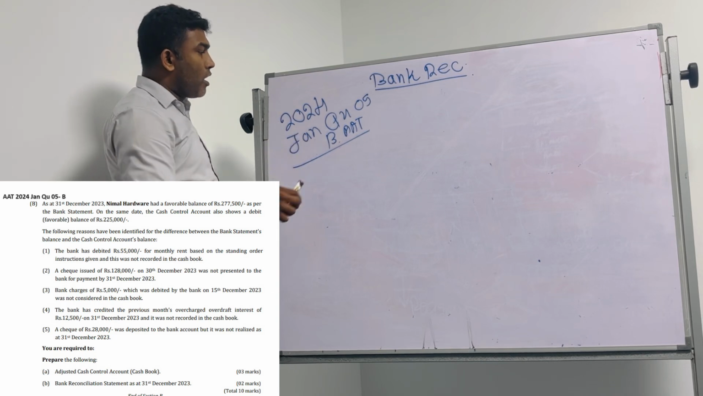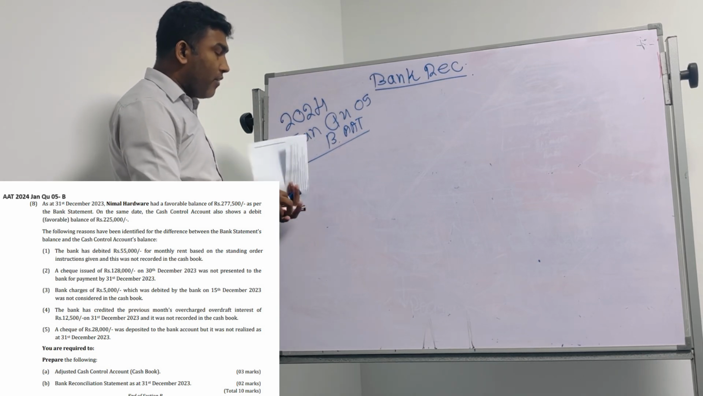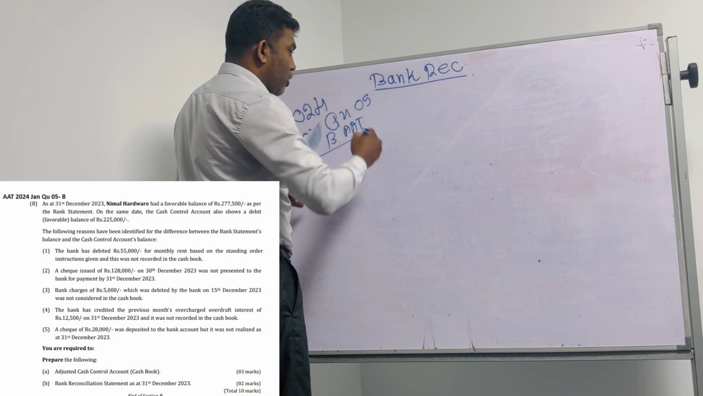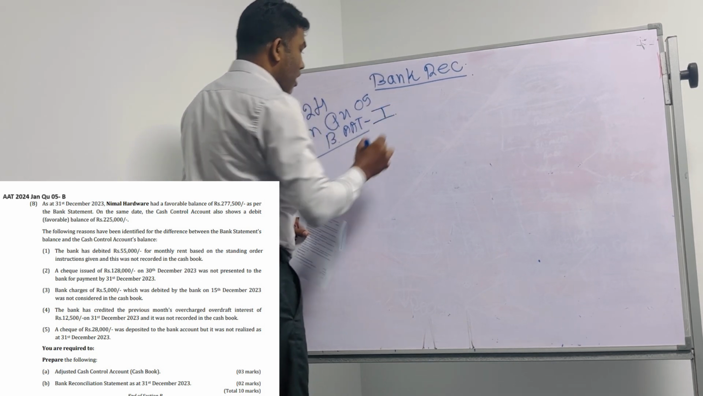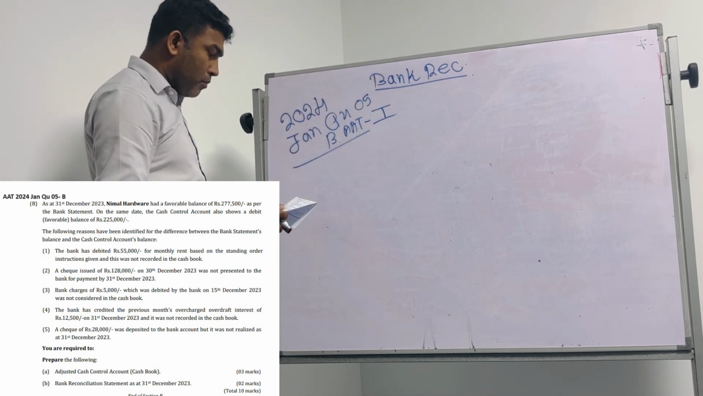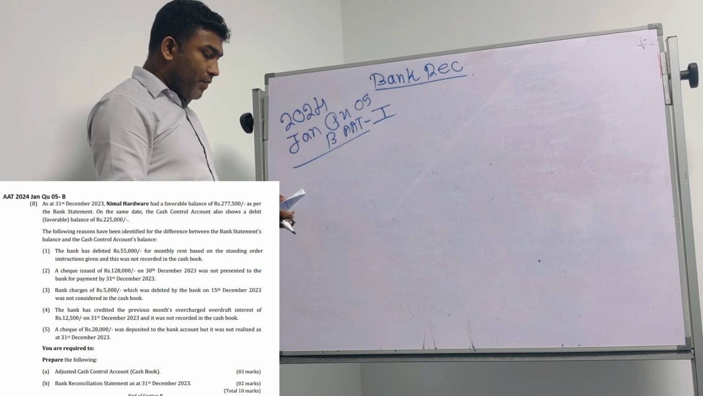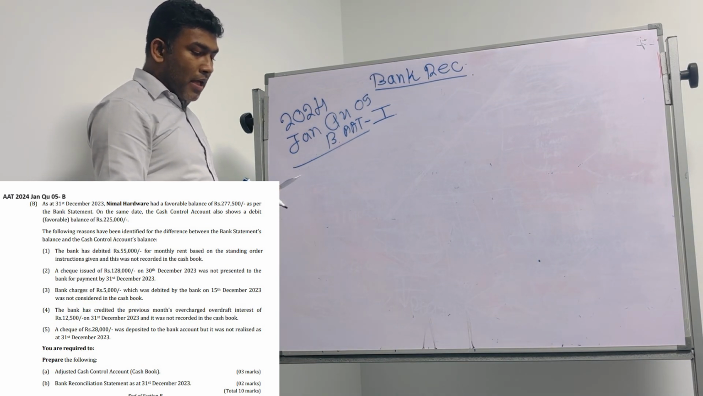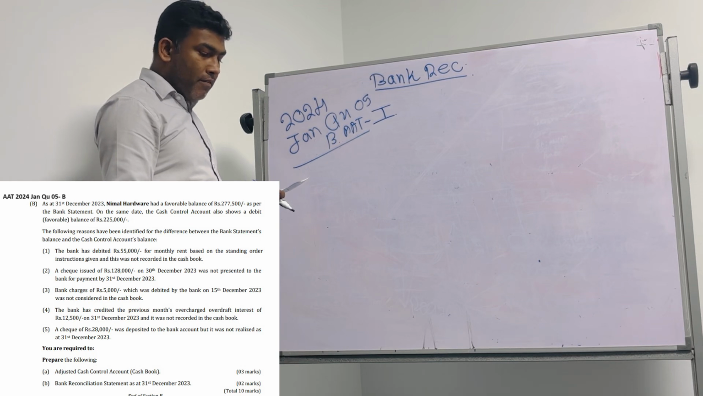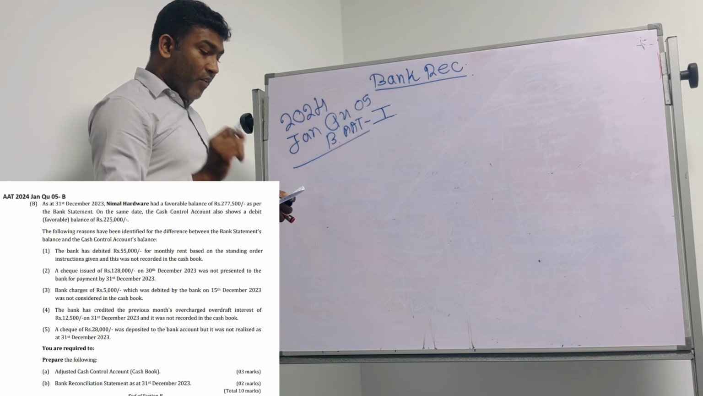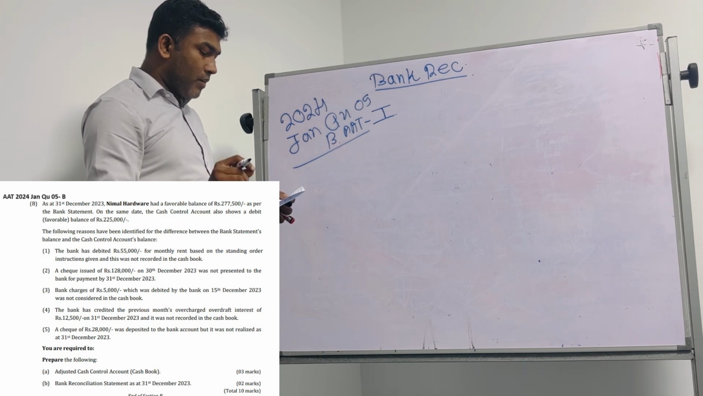2024 January, Question number 5B. That's the first stage question. I will explain how to do this bank reconciliation statement. The question says that on 31st December 23, Nuwan Hardware has a favorable balance of 277,500 as per the bank statement. Now see, the bank statement gives you a favorable balance of 277,500.